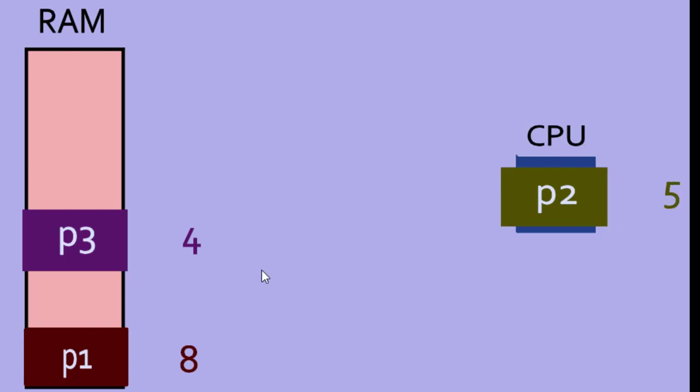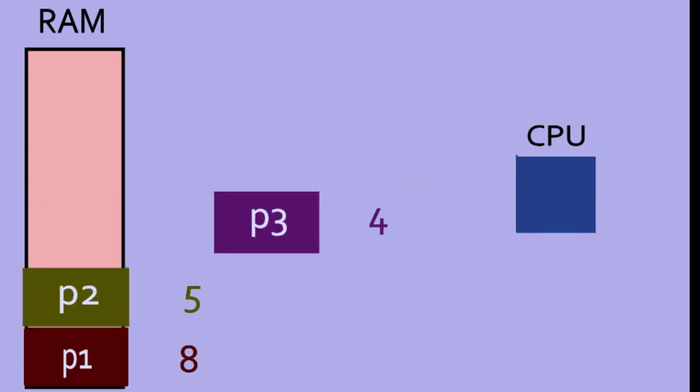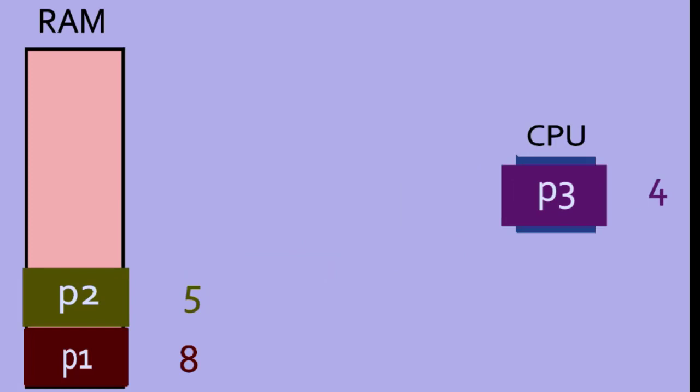Now 5 is remaining, but the new process which has come into the memory is of 4 milliseconds. So if we compare, P3 is smaller than the remaining time of P2, which is 5. Because it is a preemptive SJF, P2 will be preempted. So it will come out, this is preempted, and P3 goes for execution. P3's remaining time is 4, it is of 4 milliseconds.